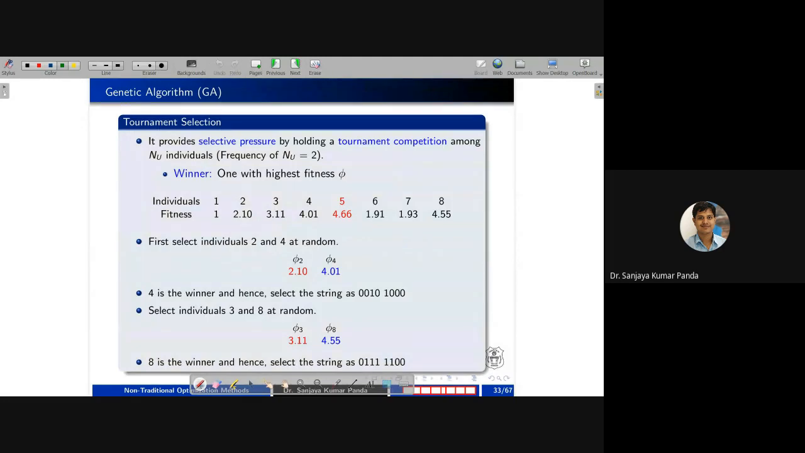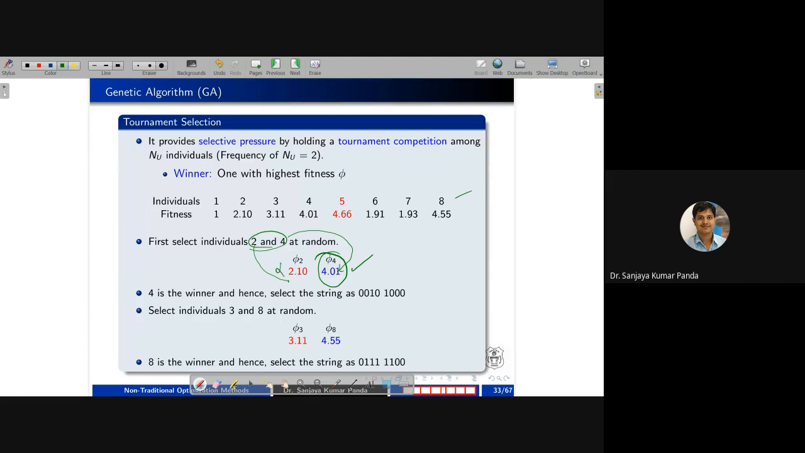Coming to the second selection method, the tournament selection. What we are doing in tournament selection is we conduct a series of tournaments between the populations, and based upon the fitness value, we declare that one of the teams won a particular match and one of them lost. For example, I have randomly selected 2 populations out of these 8, and I found that the fitness value of 2 is 2.10 and the fitness value of 4 is 4.01. So the best fitness value in comparison to these two is population number 4. So you have to declare 4 the winner of this particular match and 2 the loser.